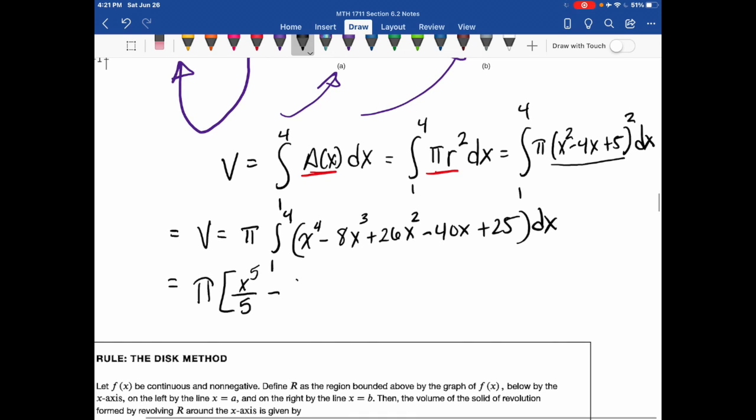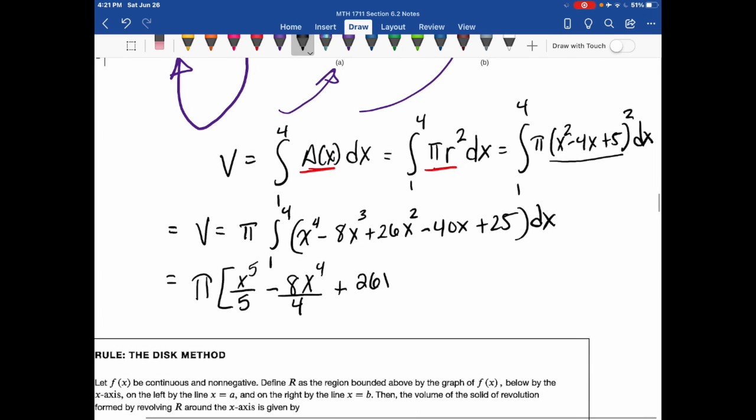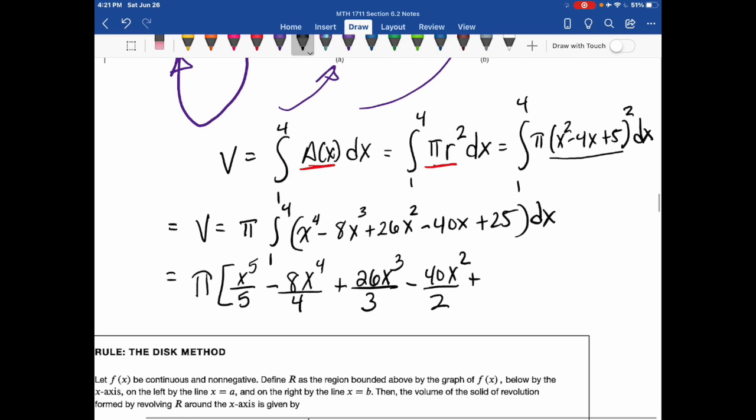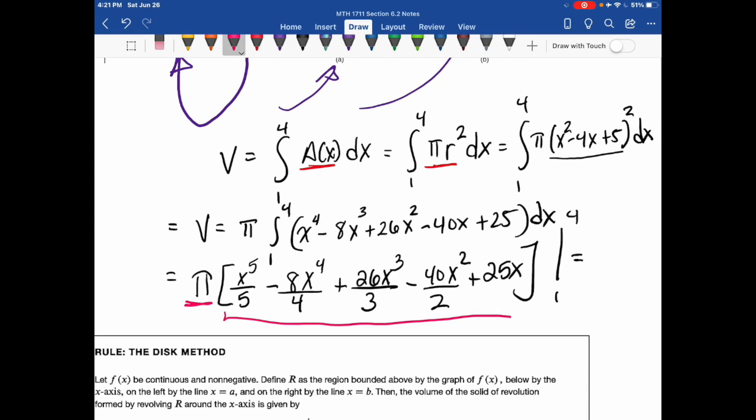So let's see, the antiderivative of x to the 4th is x to the 5th over 5. The antiderivative of 8x to the 3rd is going to be 8x to the 4th over 4. The antiderivative of 26x squared is going to be 26x to the 3rd divided by 3. The antiderivative for negative 40x is negative 40x squared over 2. And then the antiderivative for 25 is 25x. Now I got to evaluate that from 1 to 4.